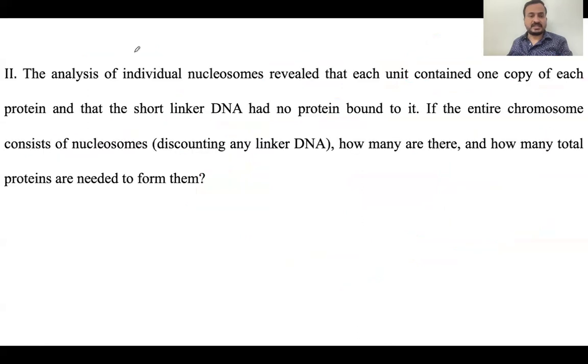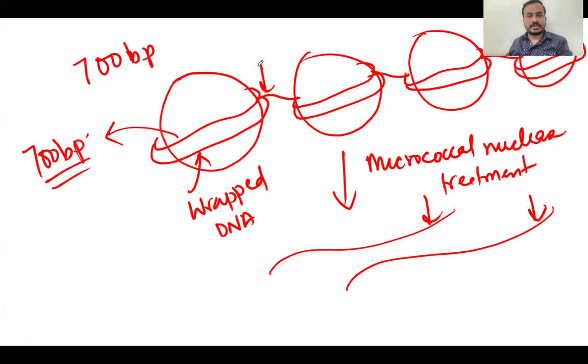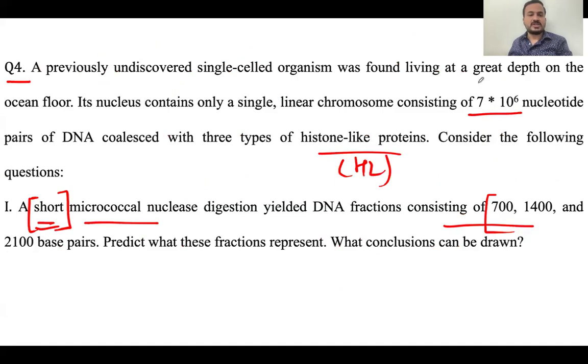And depending upon the cut site, the probability of where a cut takes place, and since the duration of the digestion is short, you will get a situation where there is a cut here, which is close to 700. In the second case, you will get a cut not here, but directly here. So 700 plus 700, 1400. In the third case, you are getting a cut only at this place, which is 2100, and so on and so forth. So predict what these fractions represent.